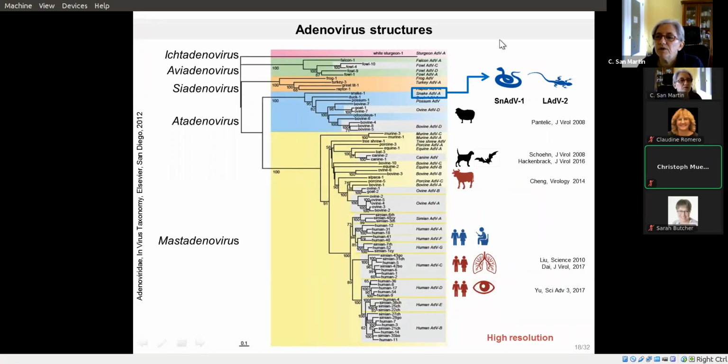And we have also been looking at adenoviruses infecting lower vertebrates, and these belong to a different genus. These belong to the Adenovirus genus. This Adenovirus genus includes some important pathogens for sheep and cows.